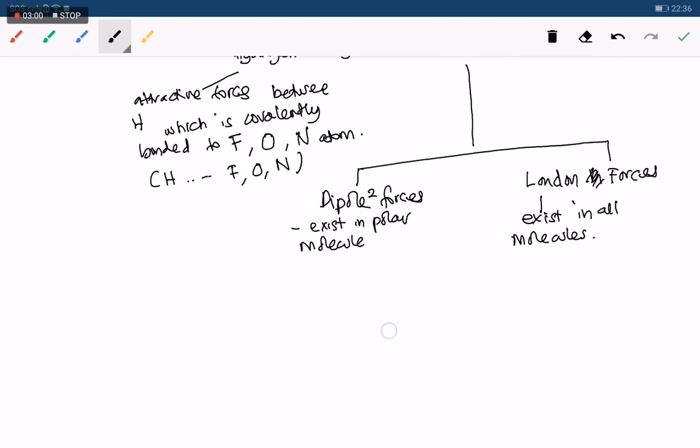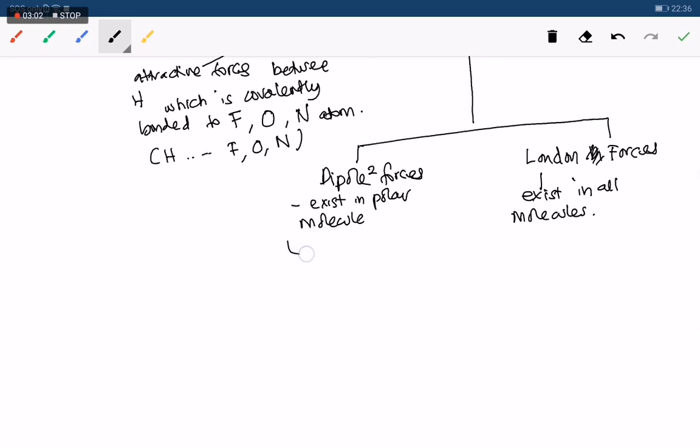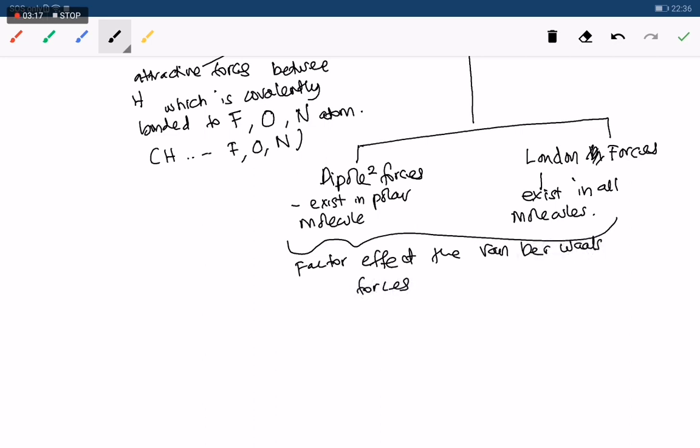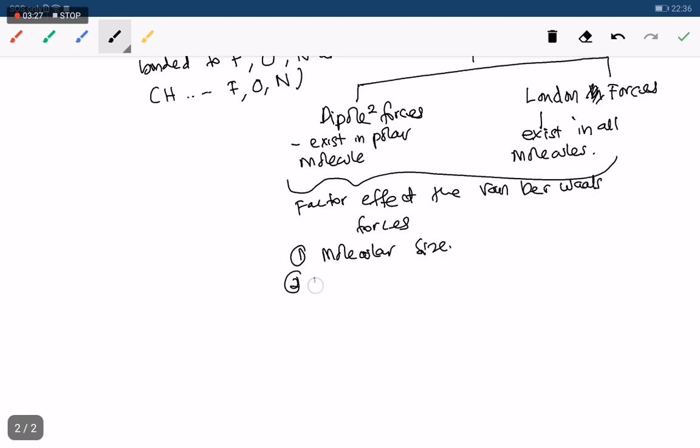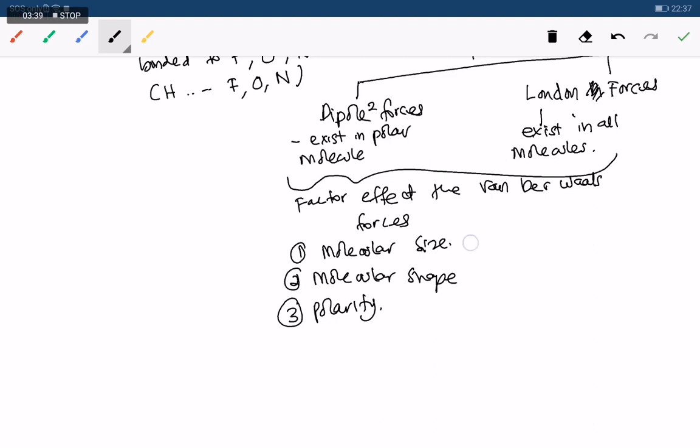The factors that affect the van der Waals forces: the most important thing is molecular size. Second is molecular shape, and third is polarity. But molecular size is the most dominant factor.